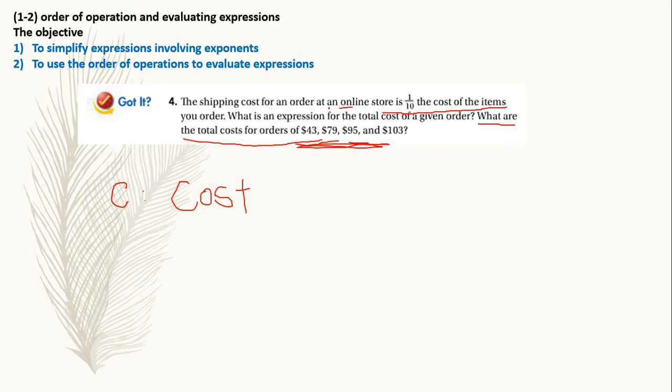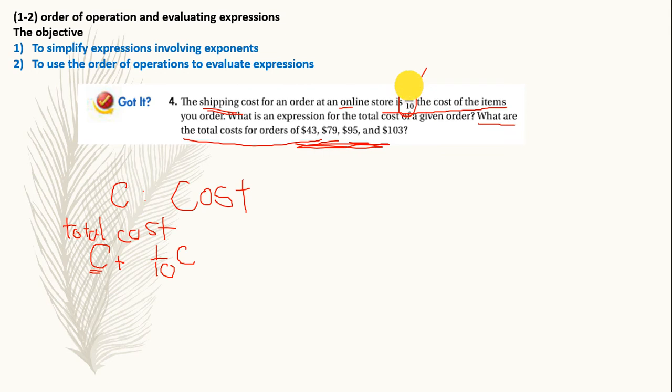They usually ask you to pay extra for your order, which is for the shipping, because they want to take these items to your home. So to find the total cost, you will pay C for the items that you purchase. Then you will add the shipping to your cost. The shipping is given as 1/10 of the cost.